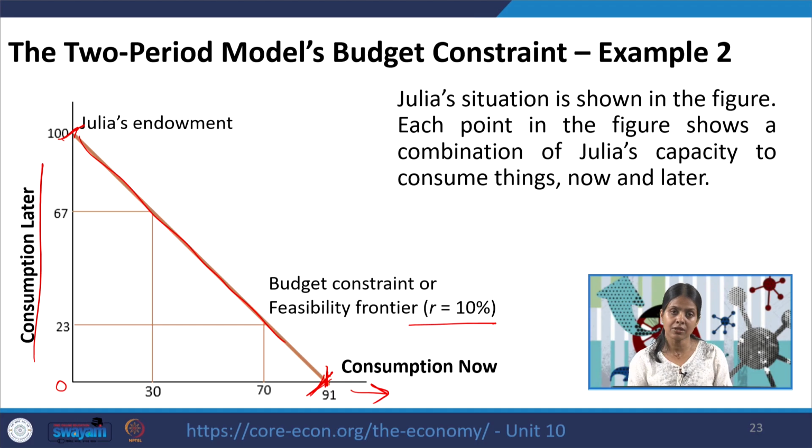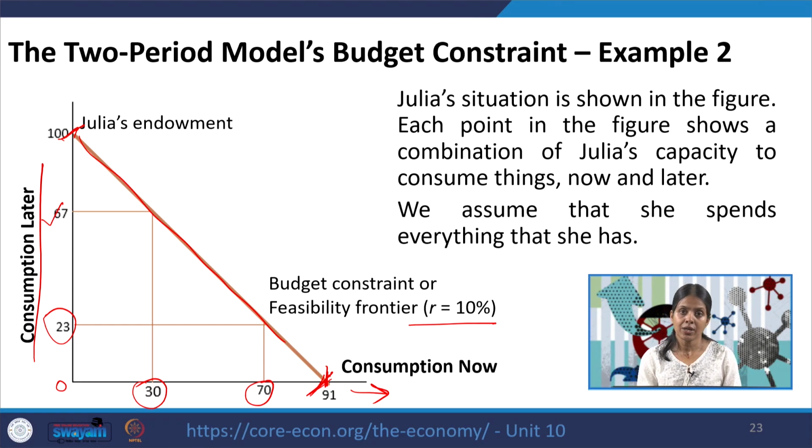Now, this budget constraint, as mentioned here, represents various combinations. So, for example, Julia borrows only 30 rupees in this month, and she pays an interest rate of 10%, so basically 3 rupees, which means that in the next month she would be left with 67 rupees. On the other hand, if she chooses to borrow 70 rupees, then she has to pay 70 plus 7 rupees interest, 77, and she would be left with only 23 rupees for next month's consumption. We assume that she spends everything that she has.